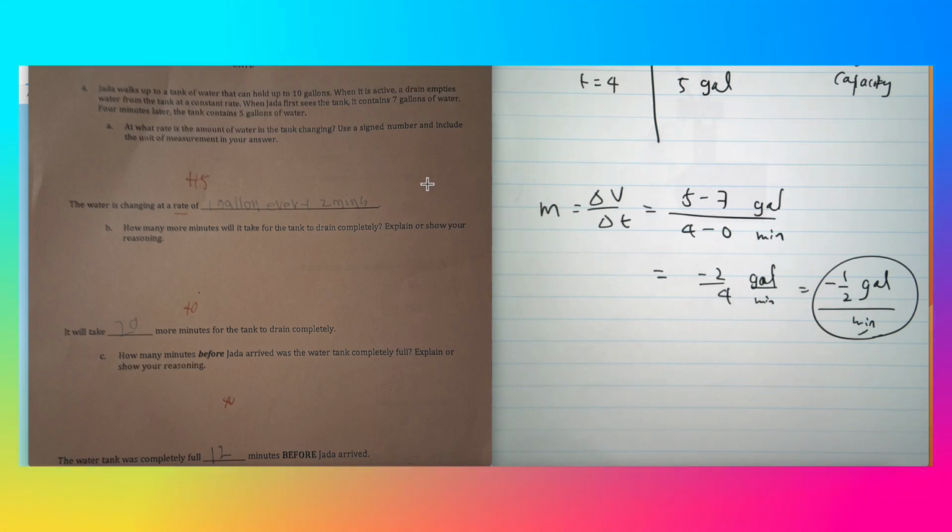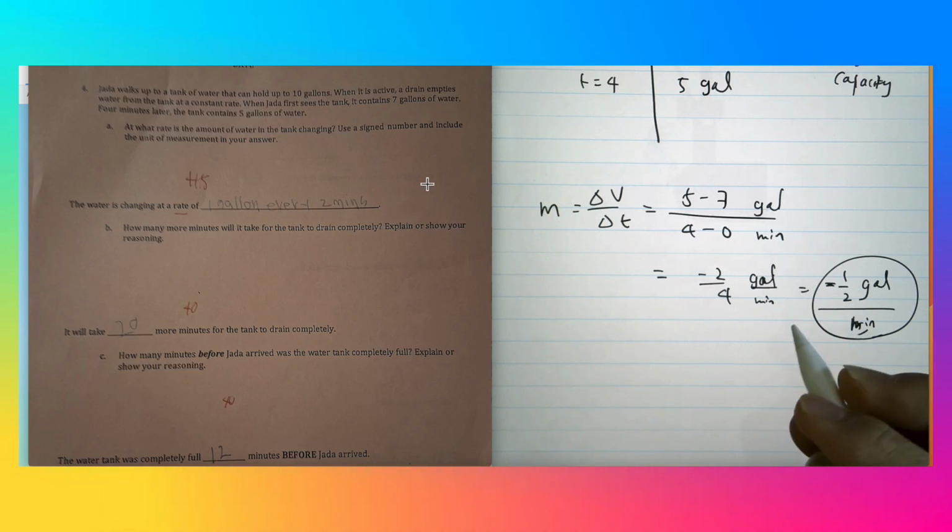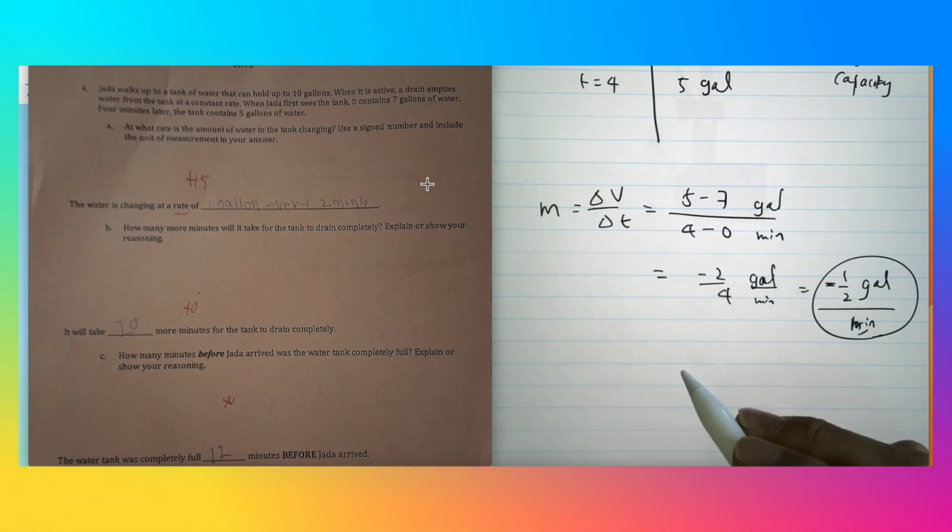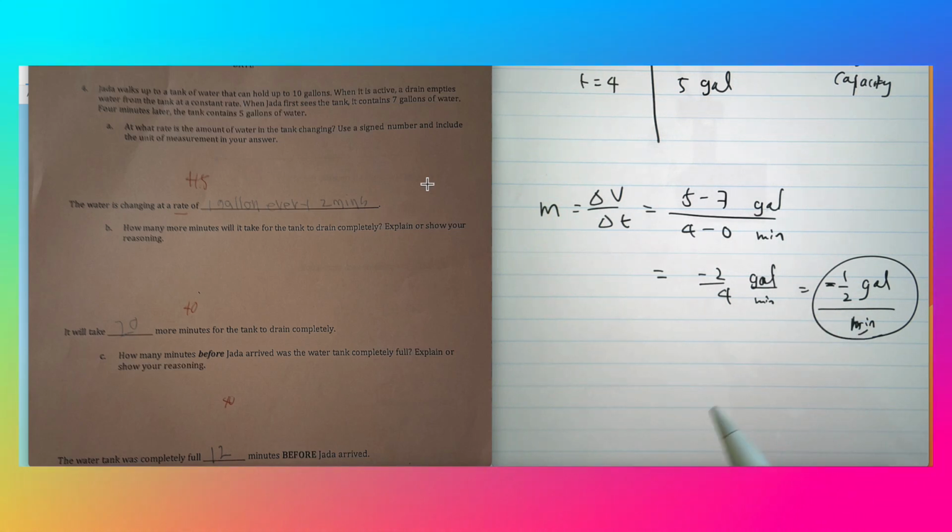Okay, you know what? I think you lost the point. Again, I don't know what the maximum score for 4A is. You do need to mention that water is changing at the rate of, you have to mention it's draining, it's losing, okay? And that's what this minus sign is implying. At the rate of, you might want to say negative 1/2 gallon per minute, but you can also say 1 gallon for every 2 minutes.